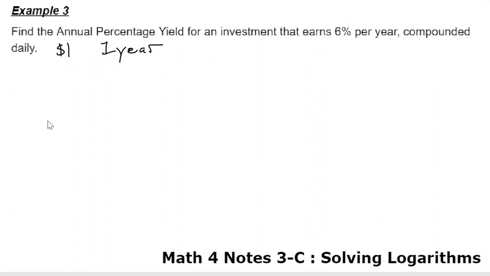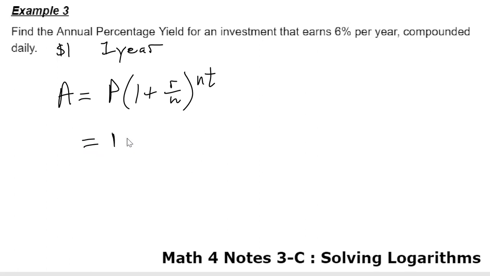Now you plug that into the formula. We're still using the same formula, but this time we're going to say $1. Our rate is 6%. Compounded daily is 365. And again, we're doing it for just 1 year.